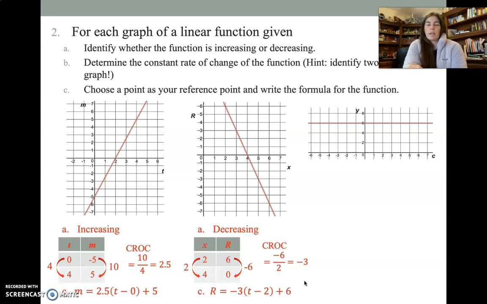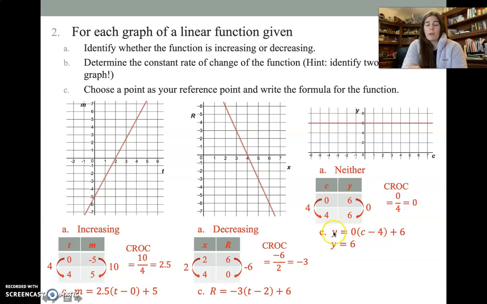And then finally, on the last one, this is actually neither increasing nor decreasing. So, hey, I tricked you. My croc in this case, even though I picked 2 points, is going to be 0, right? Because I picked here at 0, 6 and I picked here at 4, 6. So when I find my change in output over change in input, I'm actually going to get 0, which is fine. But if I go to write my formula, notice that when my croc is 0, even if I pick this as my reference point, 0 times anything is 0. And so really this first part right here just goes away, and I'm left with y equals 6.